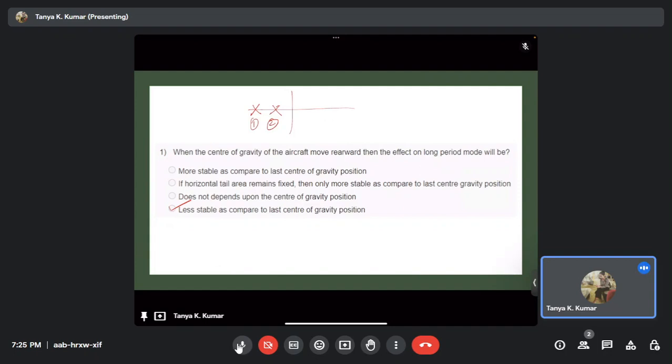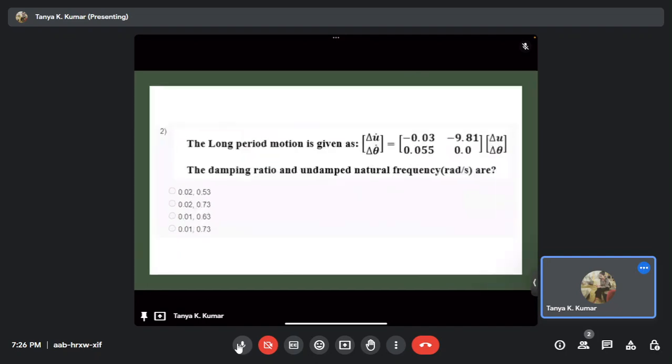Long period motion is given as, so they're giving you the equation for the long period approximation. So given you the equation here. Now they've asked you to find the damping ratio and undamped natural frequency. How do you find this? They've given you the equations, right? So you can find the characteristic equation. Once you find the characteristic equation, you can equate it to a typical second order system and find eta and omega n. Can you do it and tell me?